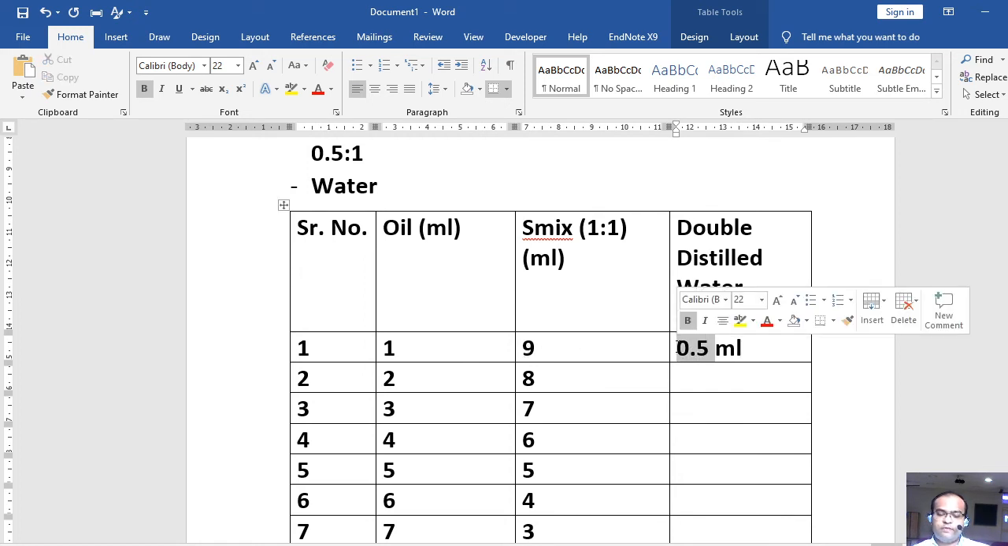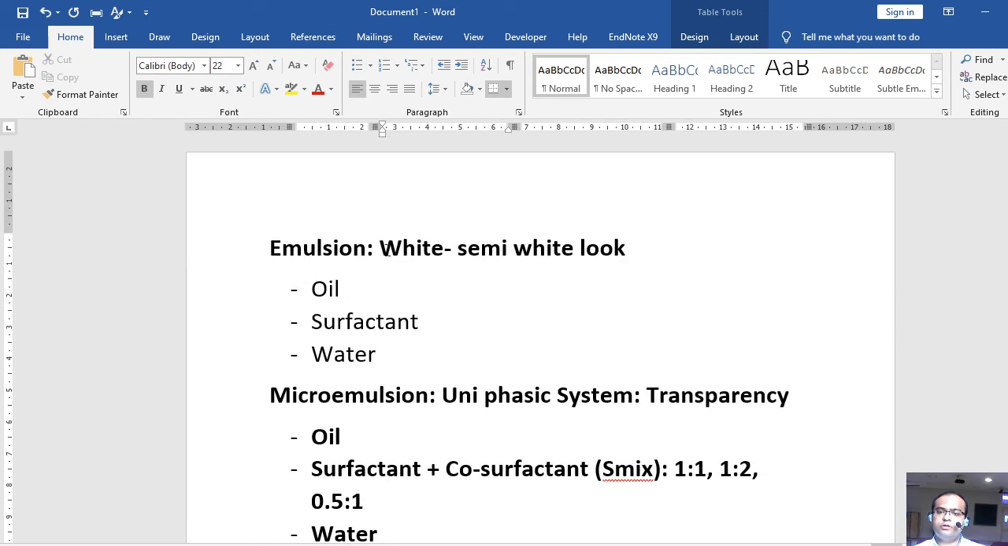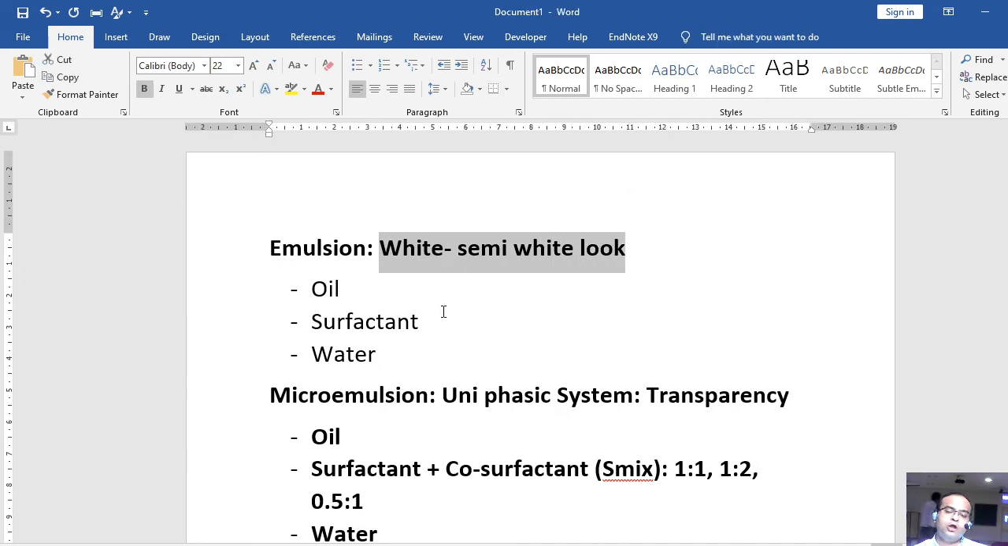So you add a further 1.5 ml, total will be 1 ml, still it is transparent. In the same way you are adding the water in an incremental manner, and let's say at somewhat 54 ml or 54.5 ml, you get that your entire system is transformed from transparent to a cloudy whitish look of emulsion.